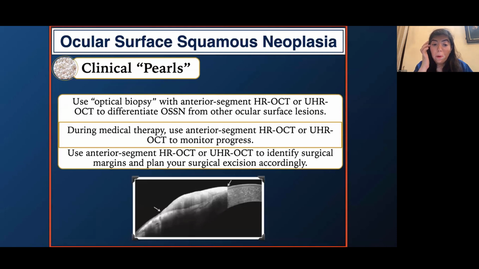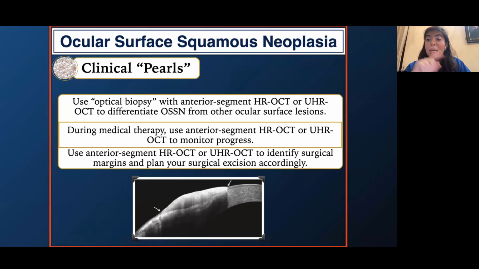So the clinical pearls here: use optical biopsy with anterior segment high resolution or ultra high resolution OCT to differentiate ocular surface squamous neoplasia from other ocular surface lesions. During medical therapy, use anterior segment high resolution or ultra high resolution OCT to monitor progress.